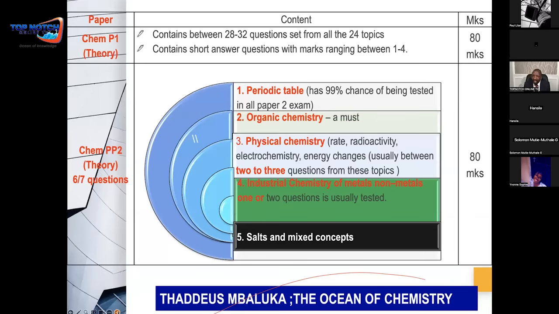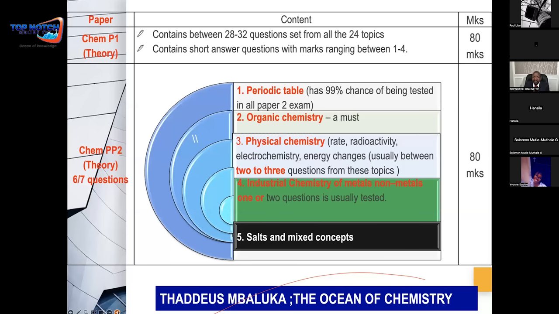Paper two, unlike paper one, is normally set from particular topics. So it is not like paper one. So you can easily know how to prepare for paper two. And how do you prepare for that paper two?